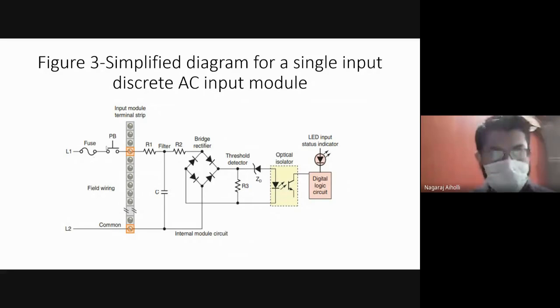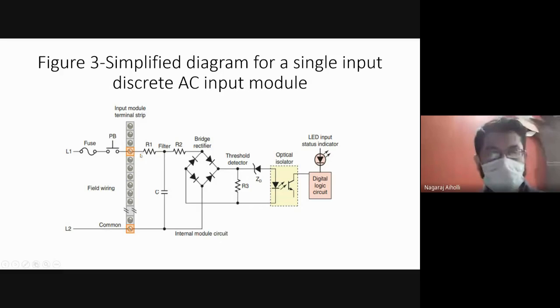From the fuse, it is given to the push button. The push button is connected to the input module terminal strip. These are the various channels we are calling. The input module channels may be 4, 8, 16 or 32, and we have discussed this in our earlier classes, correct? So it may have many input slots or input channels. Here the push button is connected to one of the input channels.